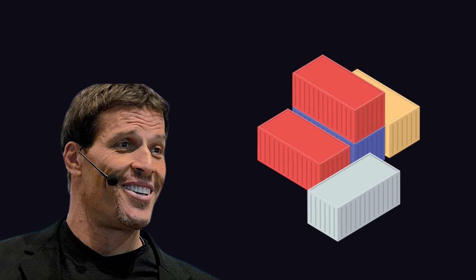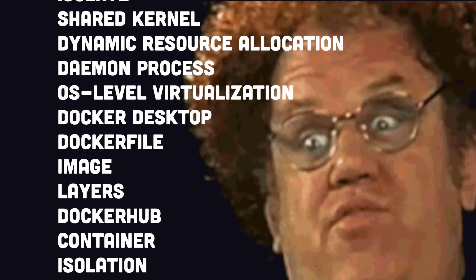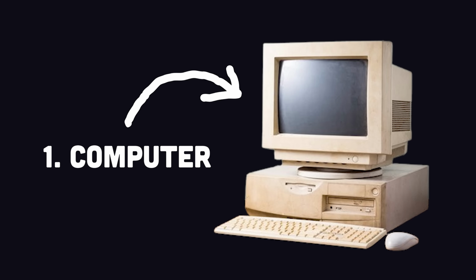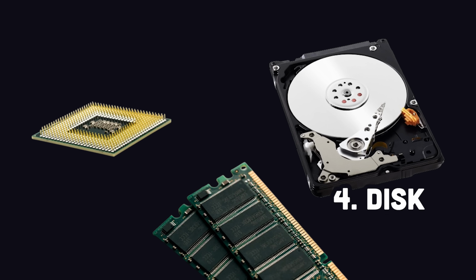Over the next few minutes, we'll unlock the power inside this container by learning 101 different concepts and terms related to computer science, the cloud, and of course Docker. I'm guessing you know what a computer is, right? It's a box that has three important components inside: a CPU for calculating things, random access memory for the applications you're using right now, and a disk to store things you might use later.